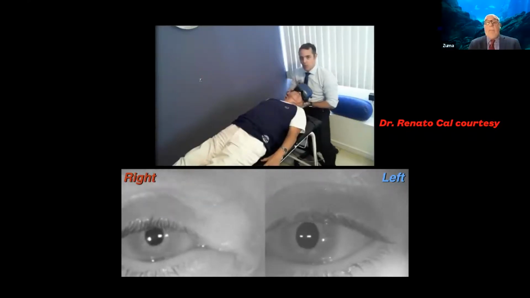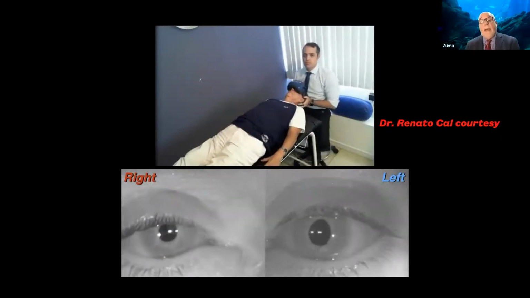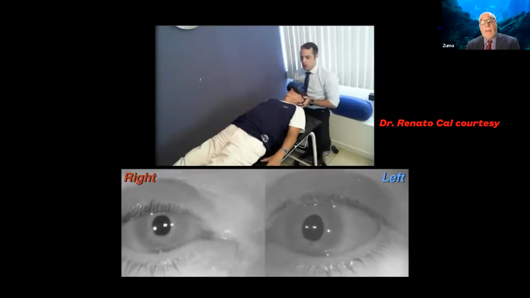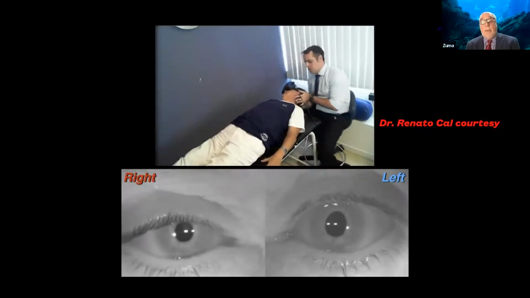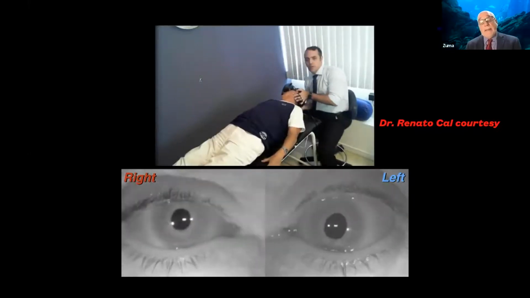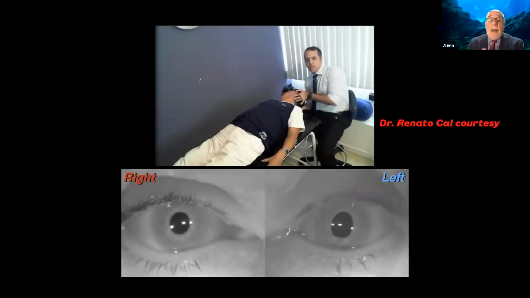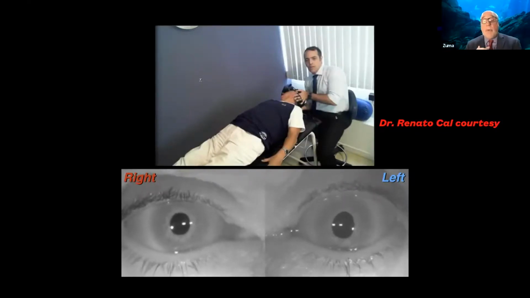When he performs this, moving the head to the right side, the nystagmus will be less intense and apogeotropic, beating to the left. So the diagnosis is right apogeotropic lateral canal BPPV.